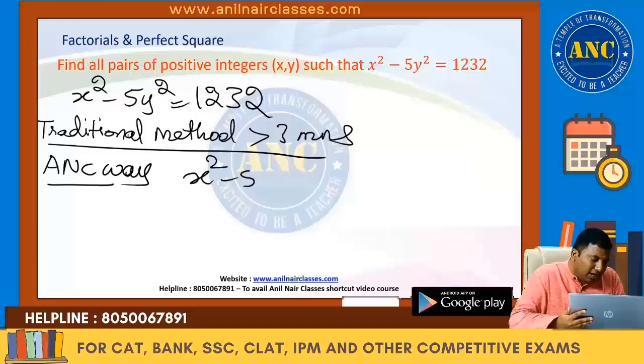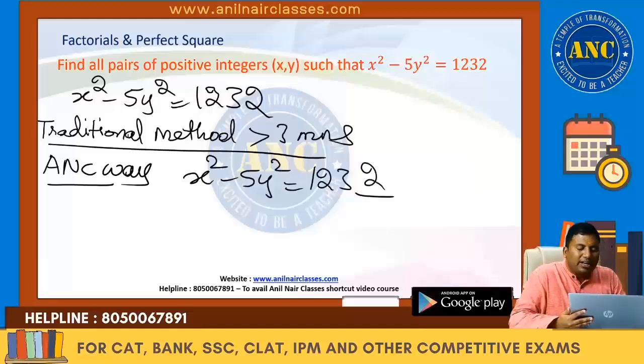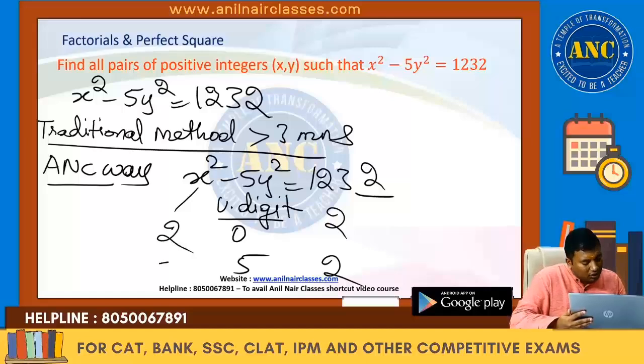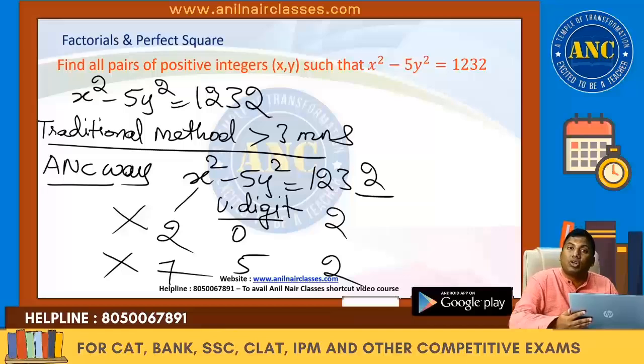X square minus 5y square is 1232. Unit digit is 2. When you multiply any number by 5, unit digit will be 0 or 5. Are you all with me? Something minus 0 should give you unit digit 2. Something minus 5 should give you unit digit 2. This is 7. But x square is a perfect square. A perfect square can never end with 2 or 7. In this case, answer is no value.